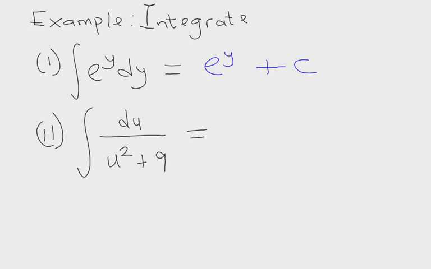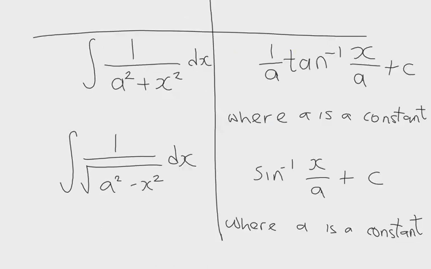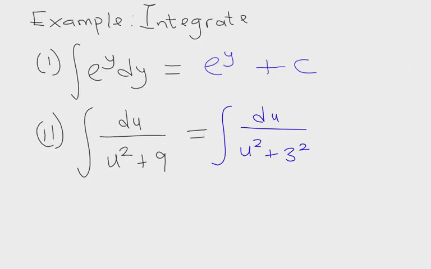Imagine it is written as the integral of u over u square plus 3 square, so that it will look like one of the standard forms, which is this. In this case now, this is 3, and then 3 is squared. So I will now have 3 squared.